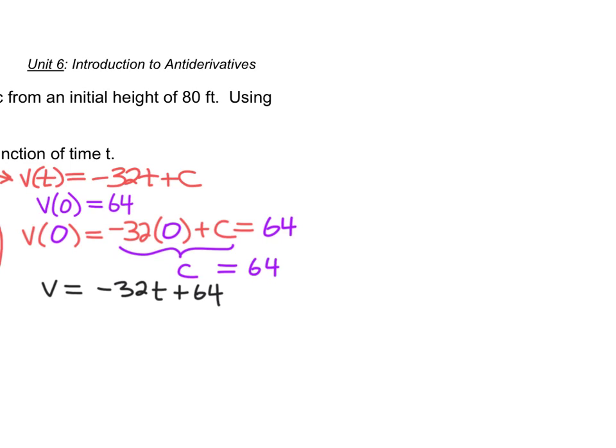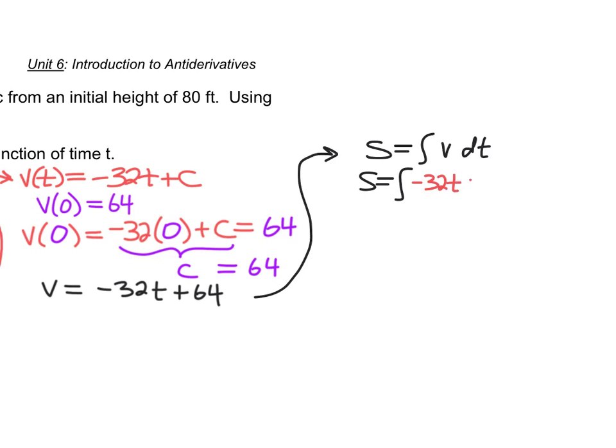So we have a velocity function. I now need a position function. Position is the antiderivative of velocity. So S would be the antiderivative of whatever my v function is. I'm cutting out some of the notation because it's going to amount to the same thing. S would be the antiderivative of negative 32t plus 64 dt. And what is the antiderivative of negative 32t plus 64? Plus c.